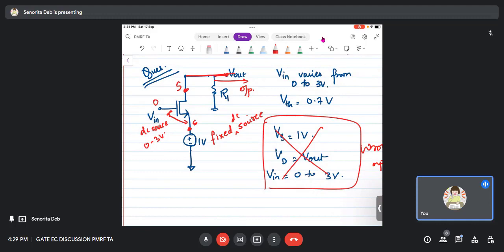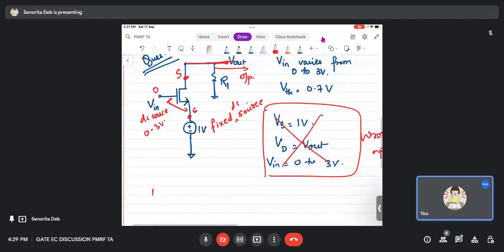So the first point you should write in your notebook: MOSFET is off when V in is equal to 0 volts. This you should write. MOSFET off when V in is 0 volts. That is your first point.